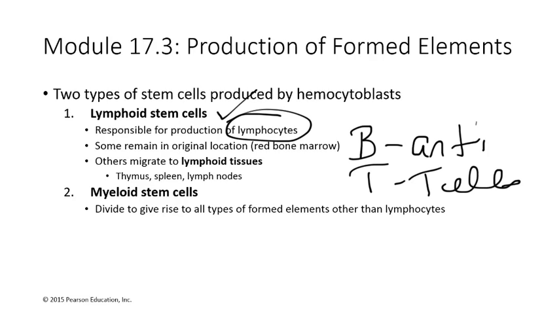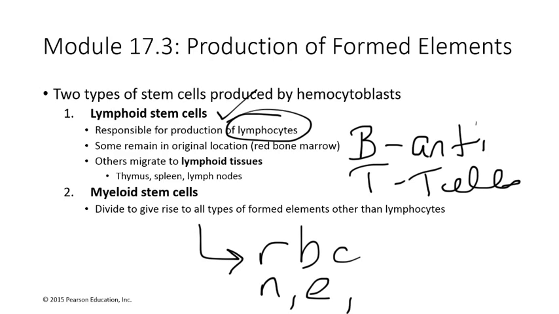These are going to begin in the bone marrow and eventually go to your lymphoid tissues, things like the thymus, the spleen, and the lymph nodes. The other major branch of the hemocytoblast are the myeloid stem cells, and they are going to form all of the other formed elements. So these are going to give rise to your red blood cells, but also the neutrophils, the eosinophils, the basophils, the monocytes, as well as the megakaryocytes.